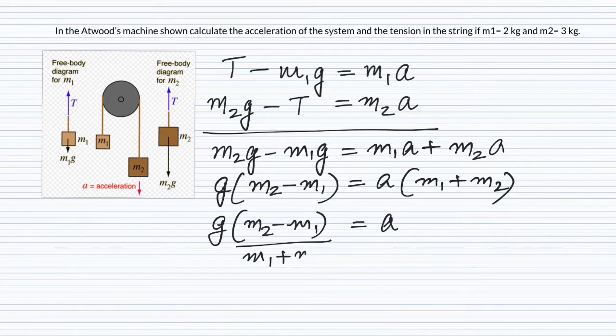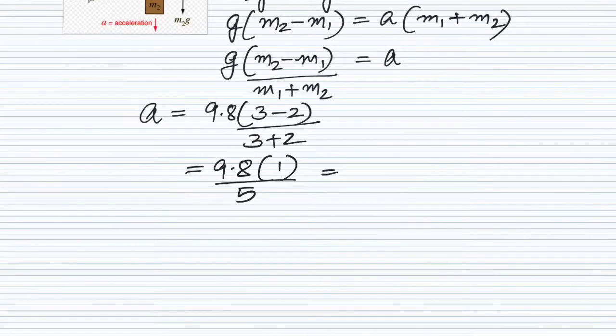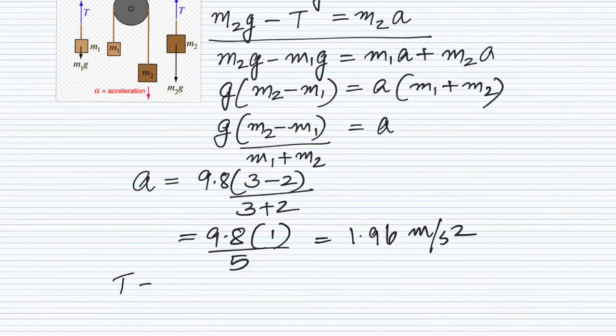And all you have to do is substitute the values of the masses and g, which will give us 9.8 times (3 minus 2) by (3 plus 2), which is 9.8 times 1 by 5, which gives 1.96 meter per second squared. And having found the value of acceleration, just substitute it into one of the equations.